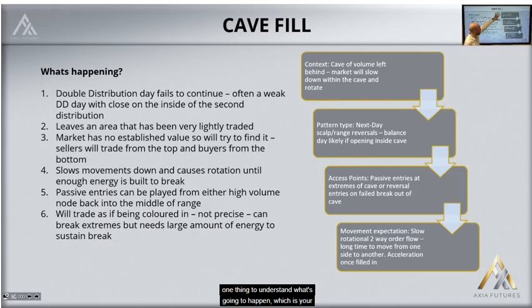There's one thing to understand what's going to happen, which is your context and your pattern type. Then it's a case of understanding where you're going to get in, how you're going to get in, and what's important to see or not when you get to those points. And then movement expectation. It's all well and good saying I should get in here. You've then got to say to yourself, what am I going to expect to endure? What's going to happen whilst I'm in this trade, and how am I going to have to deal with it?